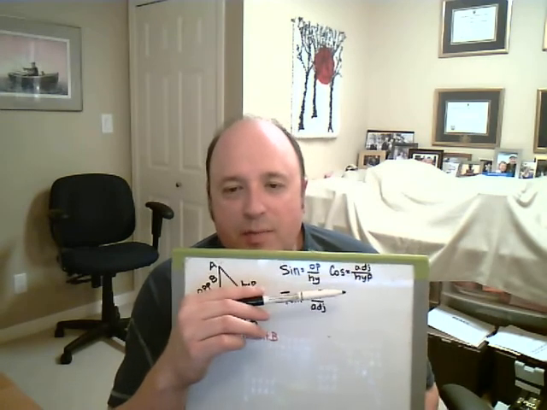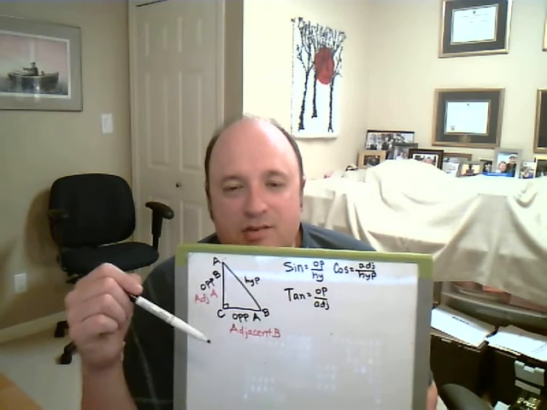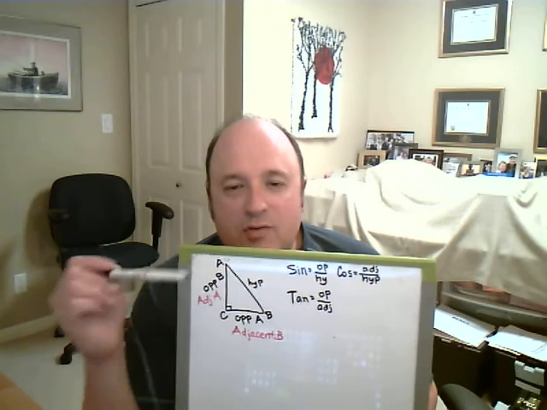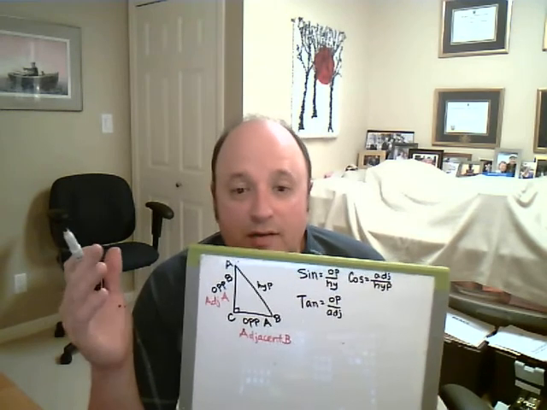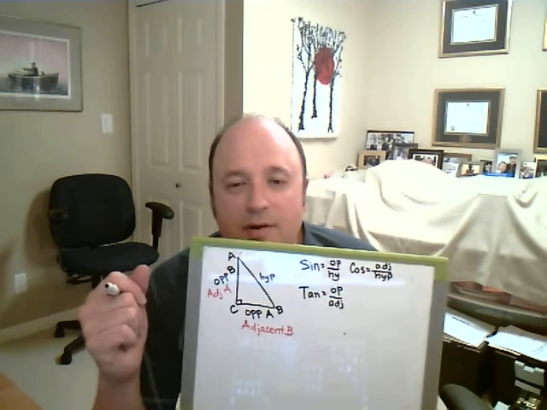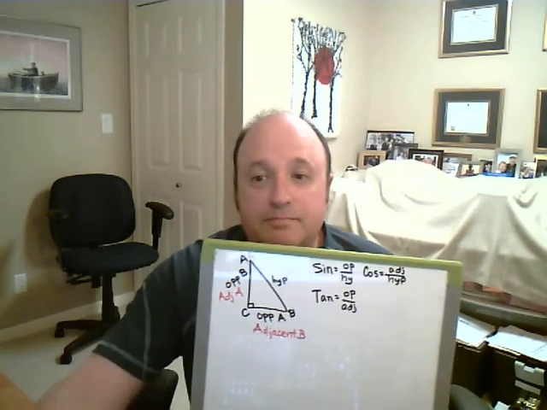Cosine is adjacent over hypotenuse, and tangent is opposite over adjacent. Your first exercises in the booklet are just getting you used to figuring out tangents, sines, and cosines of different triangles. So let me put up some numbers up here, and we'll talk about the very first detail you need to be able to do.